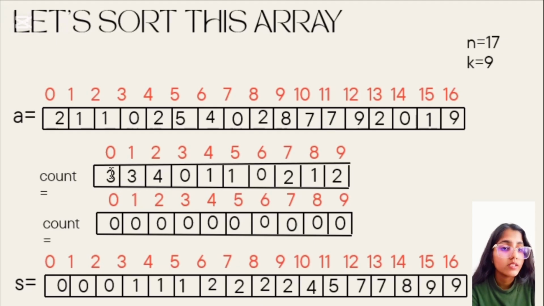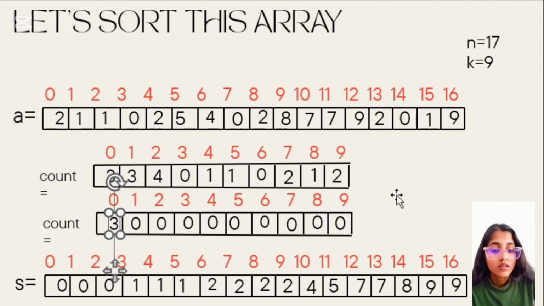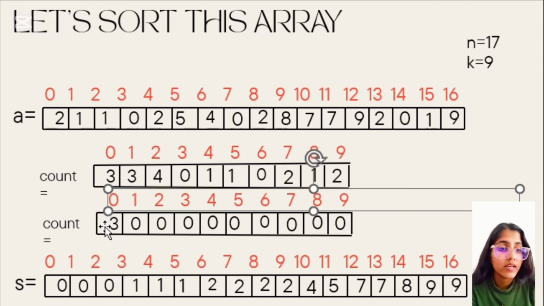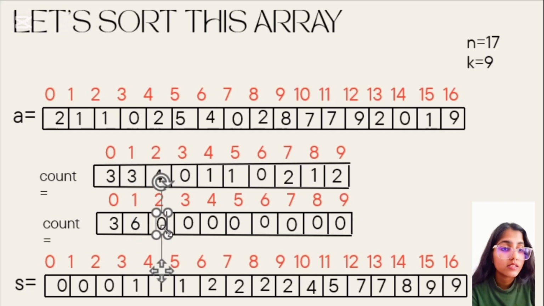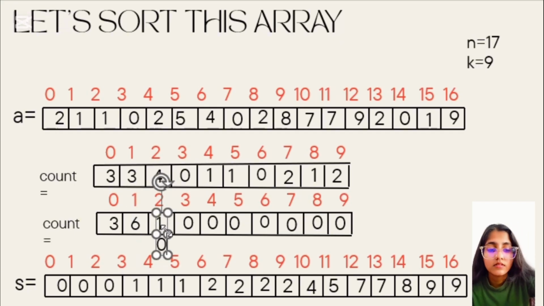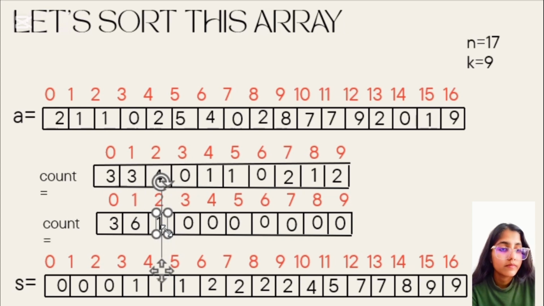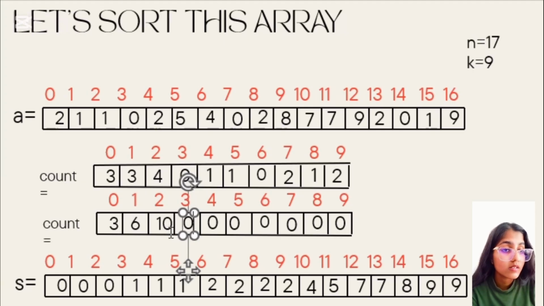Let's update our counting array again. You must take the first element of the counting array as this. Then you must add this 3 and this 3. It is 6. Then you must add this 6 and 4. Then it is 10. You must add 10 and 0. Then it is 10. You must add 10 with this 0. 10 plus 0 is 10.